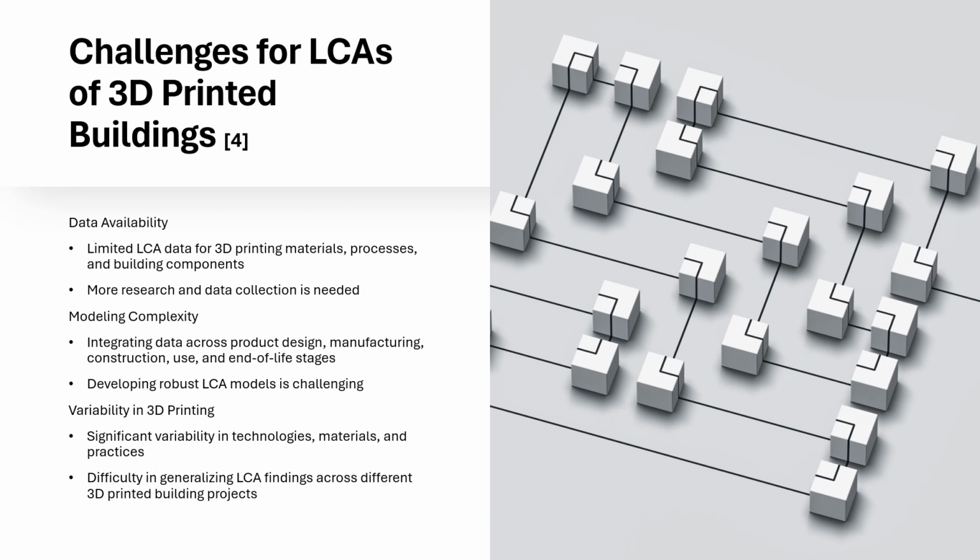Also, modeling complexity. Integrating data across product design, manufacturing, construction, and use and end-of-life stages is very robust and can be challenging at times. And also the variability in 3D printing technology and materials, like I mentioned, is still new. So they have to make sure that they are still testing it and understand where it is coming from and what it can ultimately do for us and how it can impact our future as well.